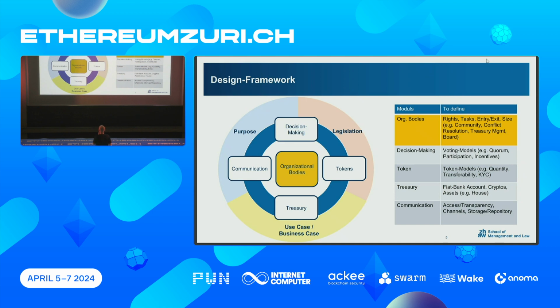This is our DAO design framework, and it contains 3 constitutional elements on the outside of the circle, which is legislation, purpose, and the business case of a DAO. So these aspects need to be considered and need to be carefully thought about before actually going into the 5 structural elements of a DAO. The 5 structural elements are the 5 dimensions in the middle, which Florian will be talking about afterwards extensively, and I will be highlighting the constituent elements on the outskirts.